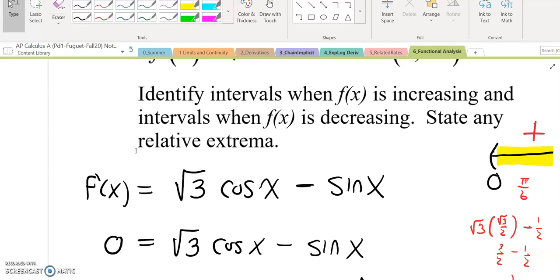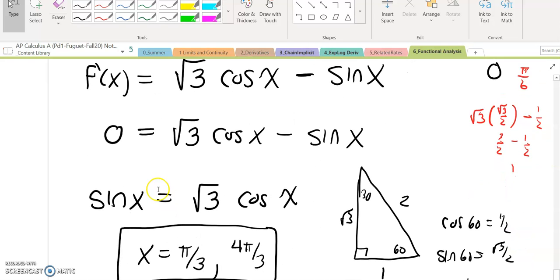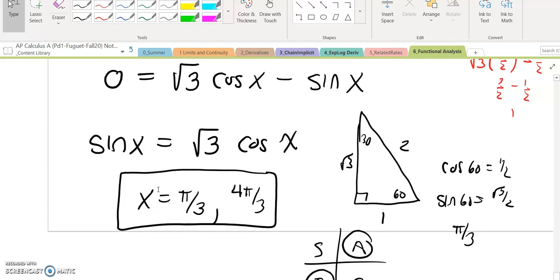All right, welcome back, and here is my work. So we started by taking the derivative as the first step, and that's going to be root 3 cosine x minus sine x. We set it equal to 0, and this is where things get tricky. If you have a calculator, obviously you could have solved this pretty quickly, but let's talk about how we would do this without a calculator.